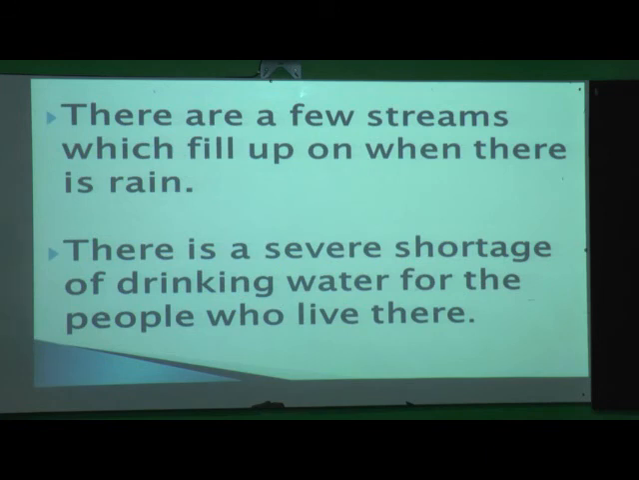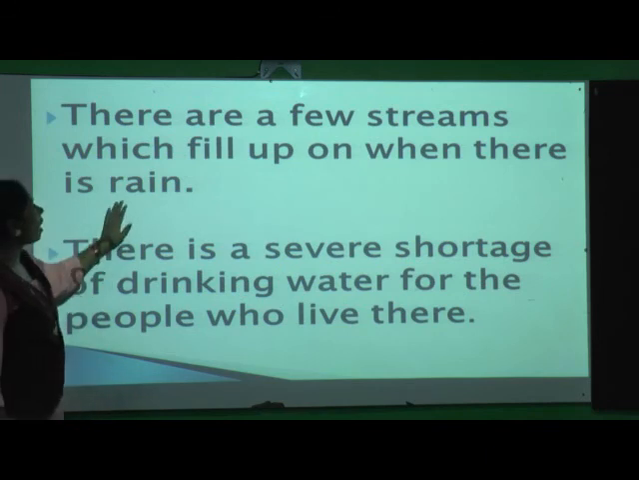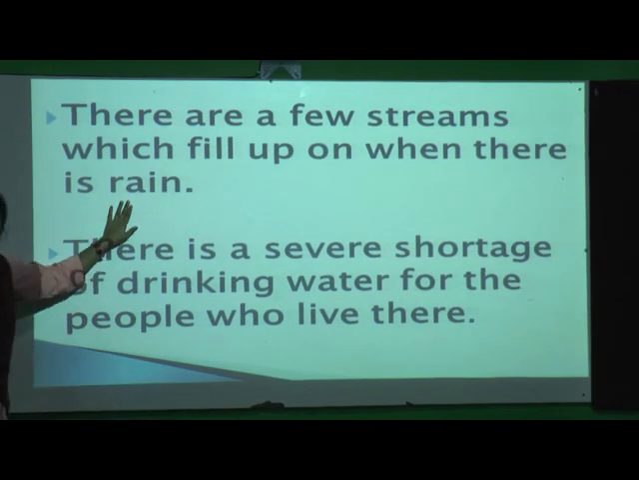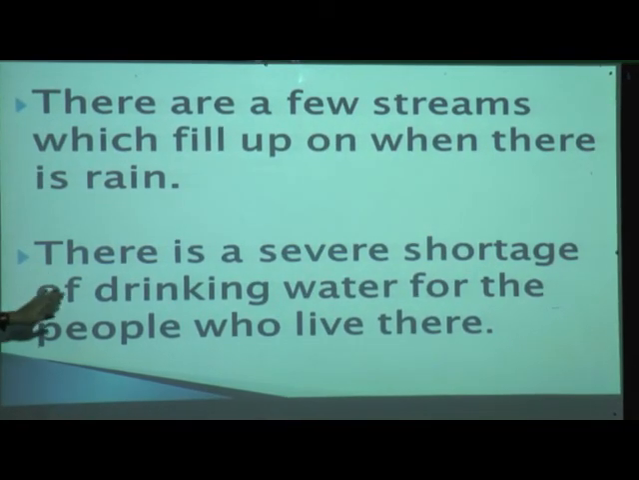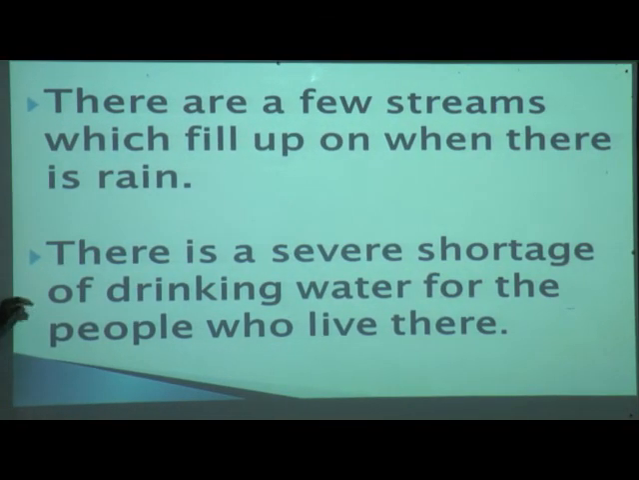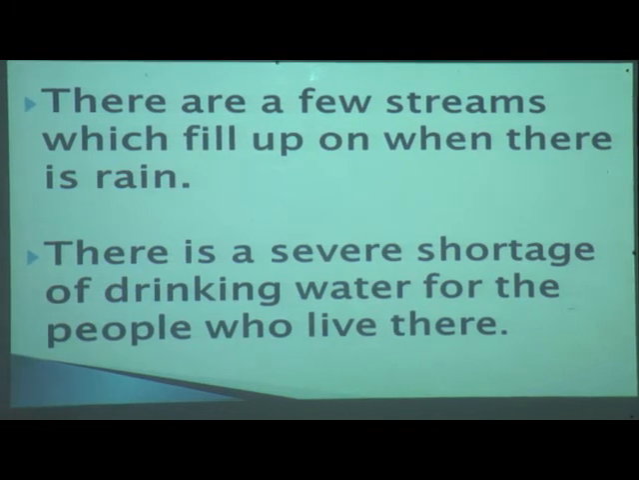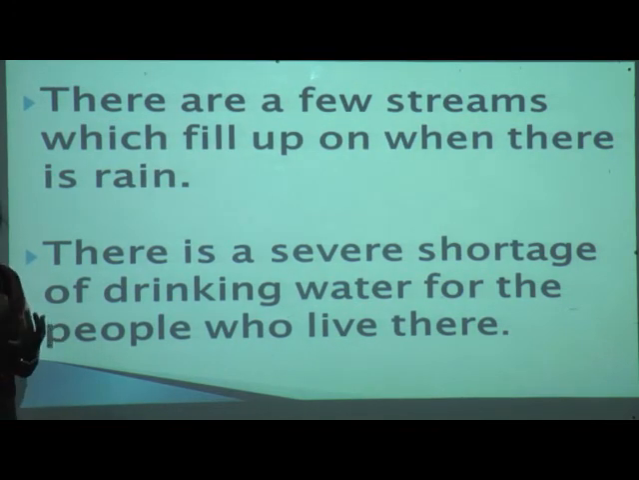Now there are a few streams which fill up when the rain is there. There is a severe shortage of drinking water for the people who live there. Yes, because water is very needed, correct? Water is very helpful for everyone, even for us. If water is there, we can live, no? So there is a shortage of drinking water also, and it is very hard for the people to live there.